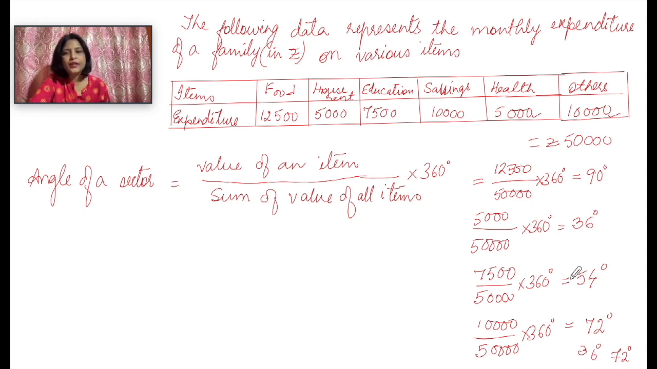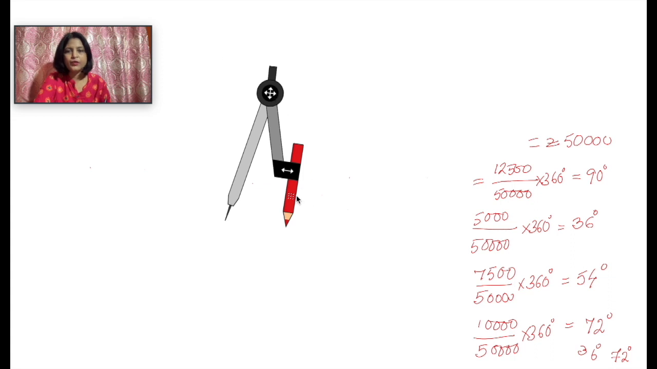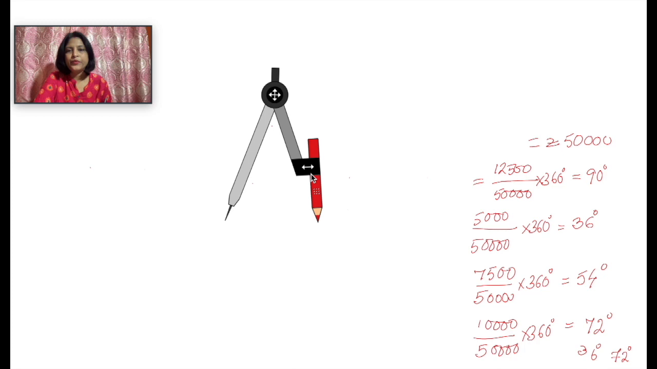Now let us draw the pie chart. I have to clean a portion of the screen to draw the pie chart here. So you have to take a compass first of all. With some radius, you have to draw the circle.